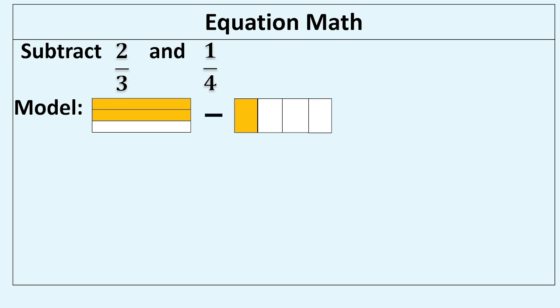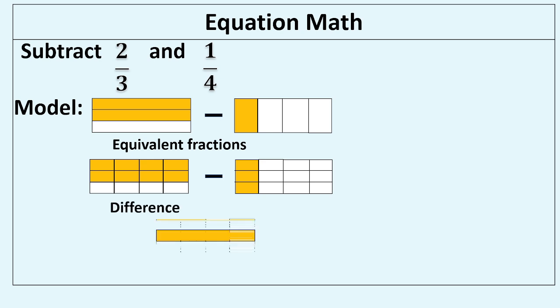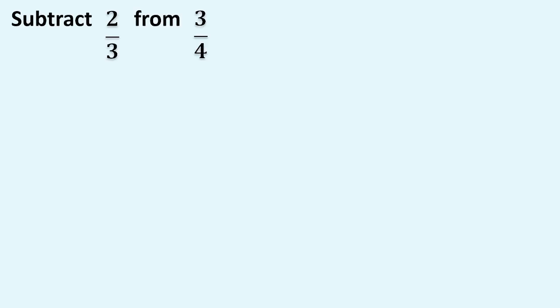2/3 minus 1/4. So the equivalent fractions, we have here 8/12 minus 3/12. So the difference is 5/12. Another strategy, subtract 2/3 from 3/4.